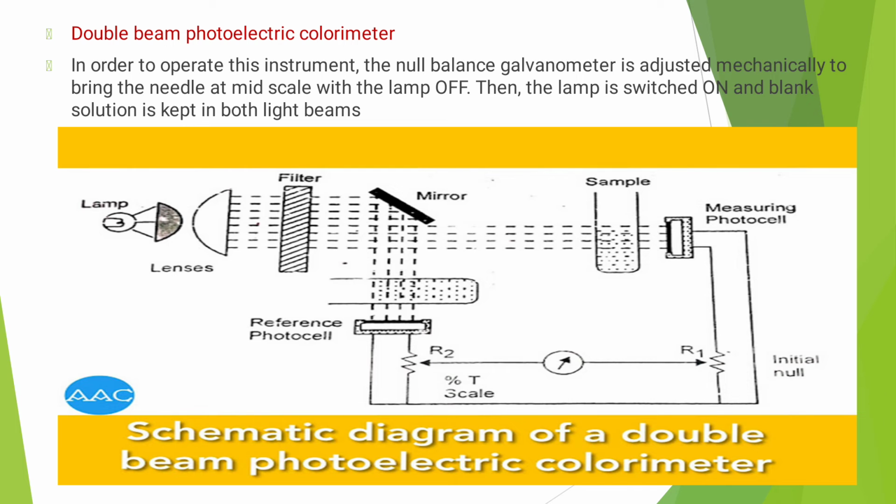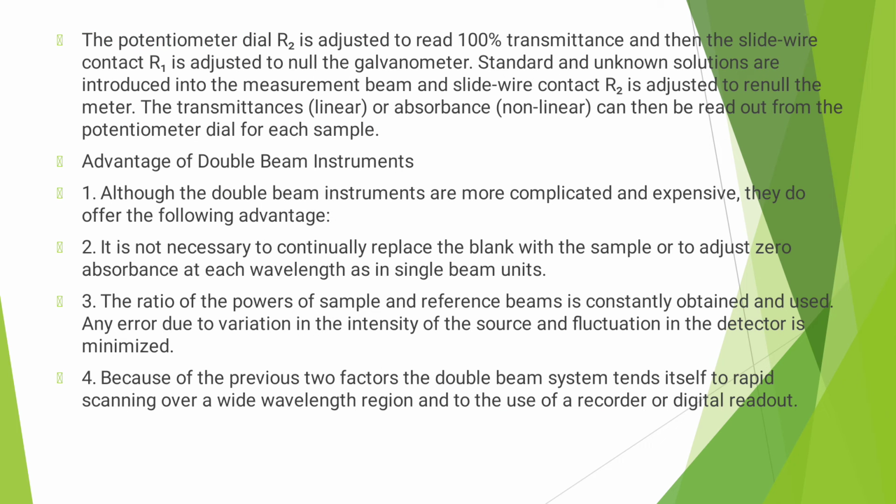After adjusting the transmittance to 100% and absorbance to 0%, place the solution into the sample cell as well as the reference cell in the path of the light. Then the potentiometer dial R2 is adjusted to read 100% transmittance.